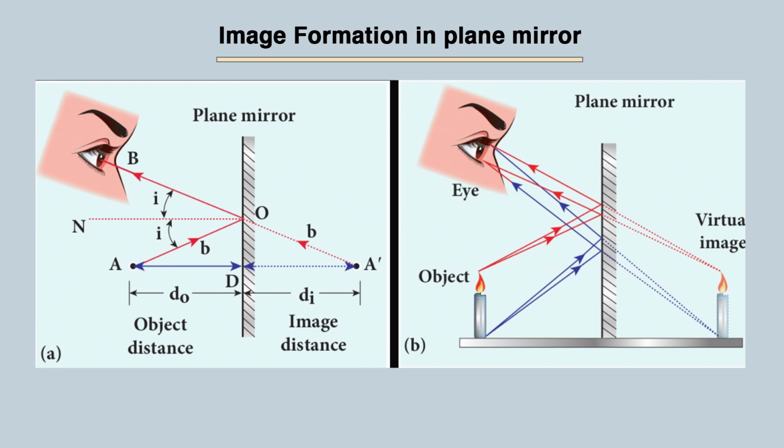It means if you are standing in front of a mirror at about 1 meter distance, then the image will obviously be 1 meter behind that mirror.